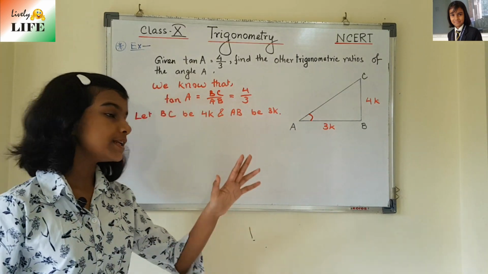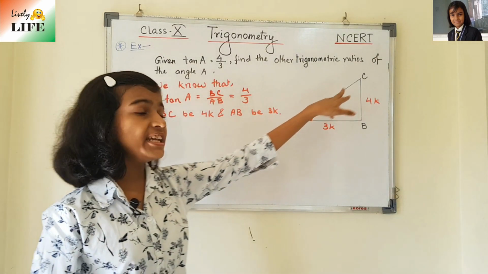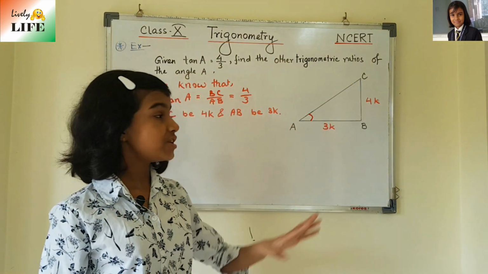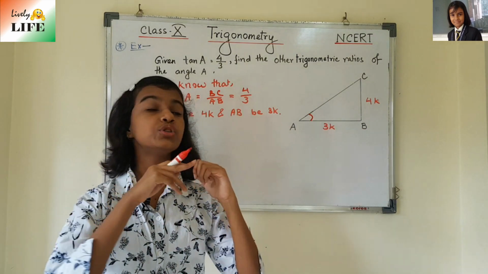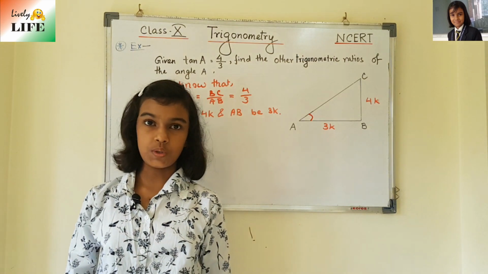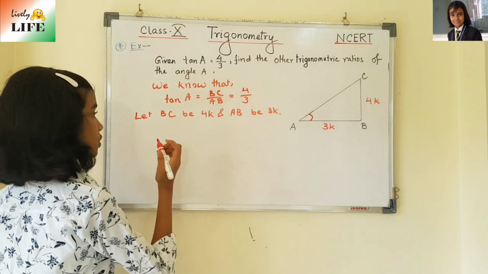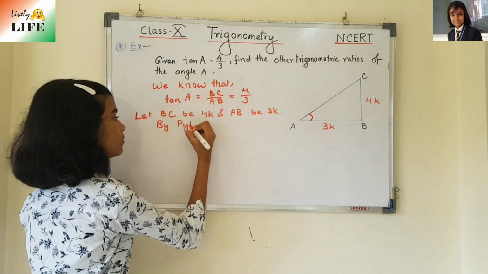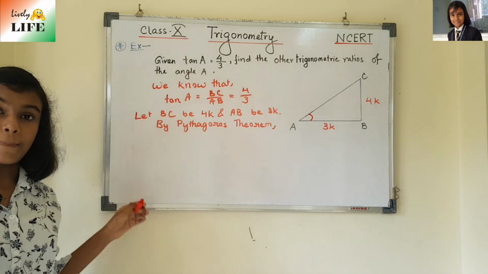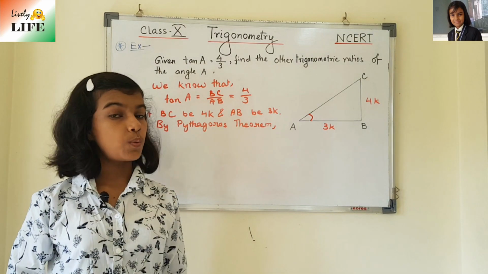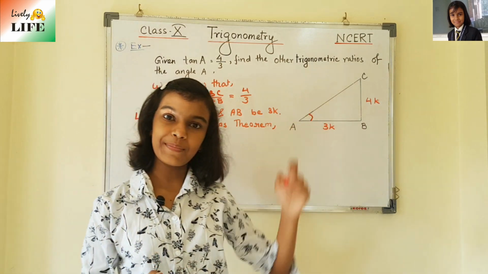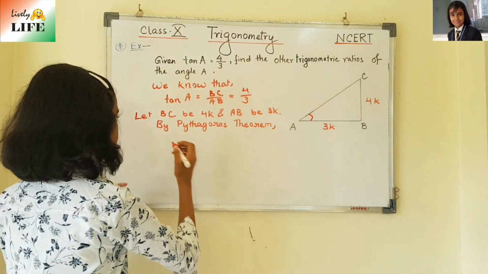But before finding the other trigonometric ratios, we need the hypotenuse, right? We need the hypotenuse for sin A, cos A. So now we are going to find the measure of the hypotenuse with the help of the Pythagoras theorem. So by Pythagoras theorem, what is Pythagoras theorem? AC square is equal to AB square plus BC square.